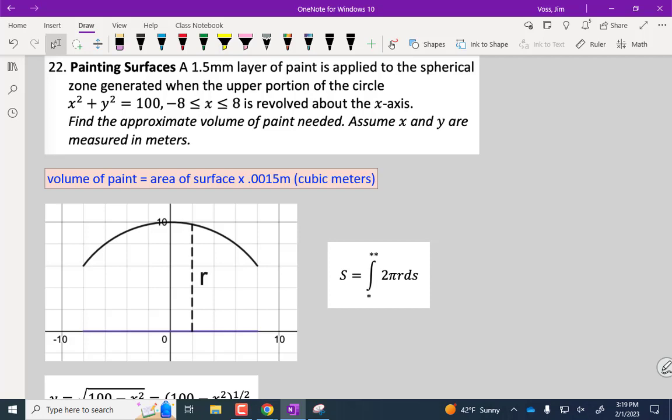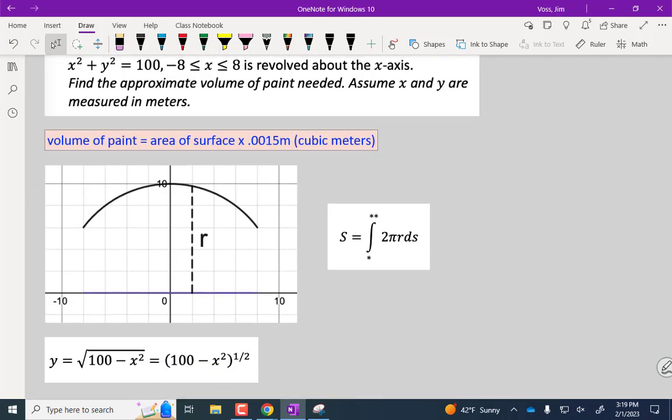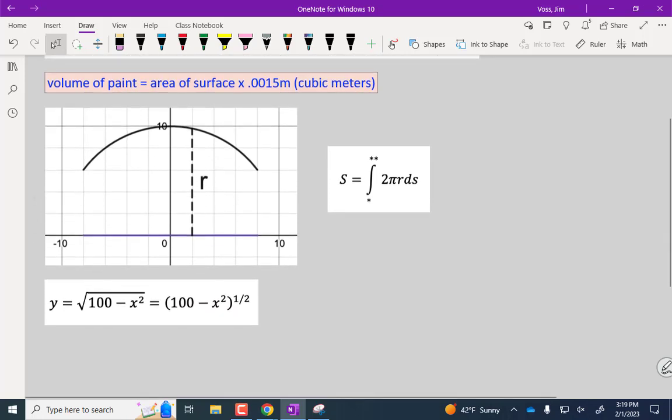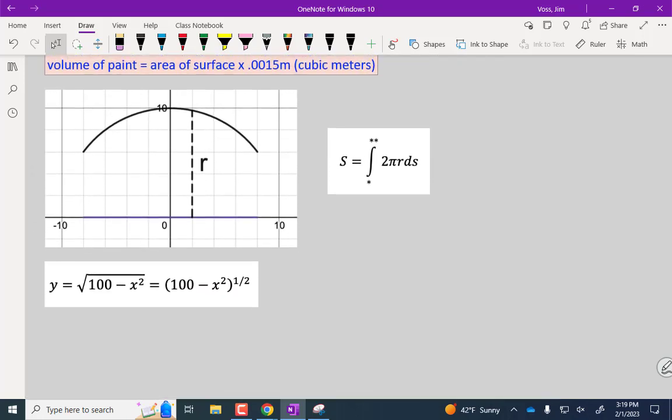So the real heart of this is that we are still just dealing with surface area. And we're going from -8 to 8. And we're dealing with part of a circle.